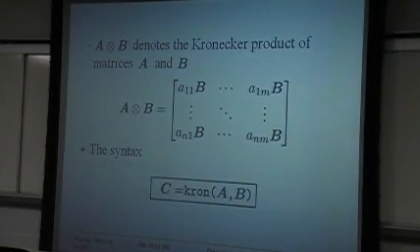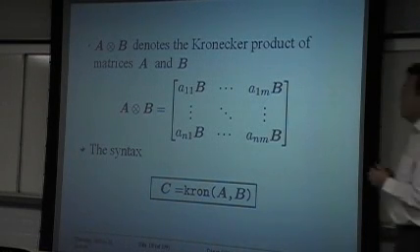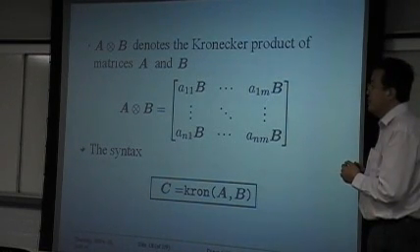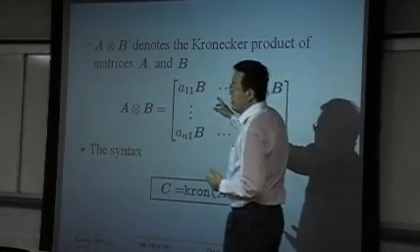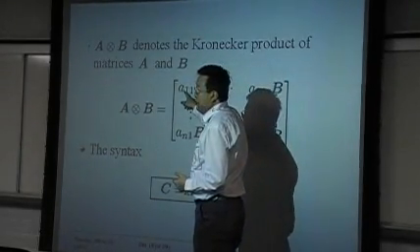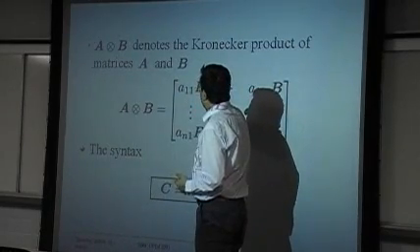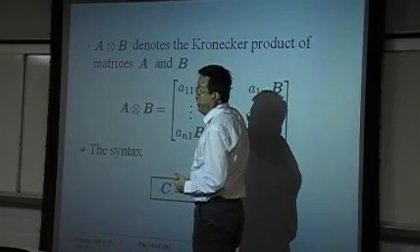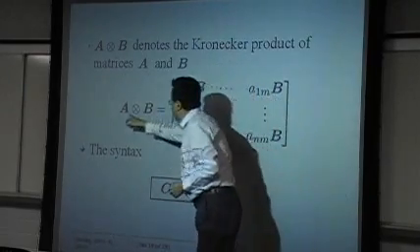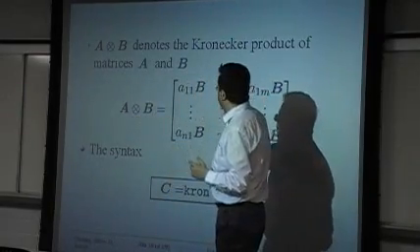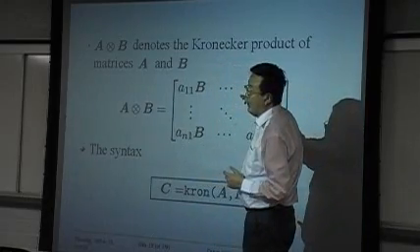And in this way, that's a matrix in which every entry is a matrix. Every element in A is multiplied by the whole B matrix. And so we may have a very large matrix. If we start from 3 by 3 matrices, then the result could be 9 by 9.